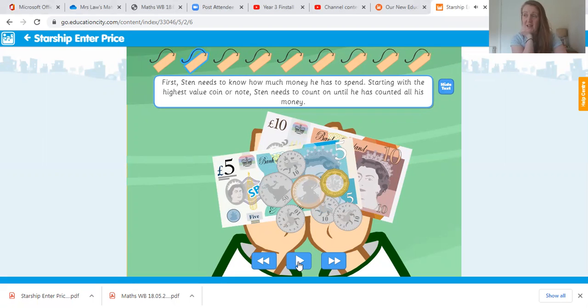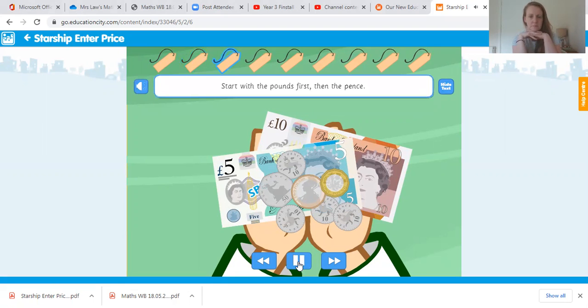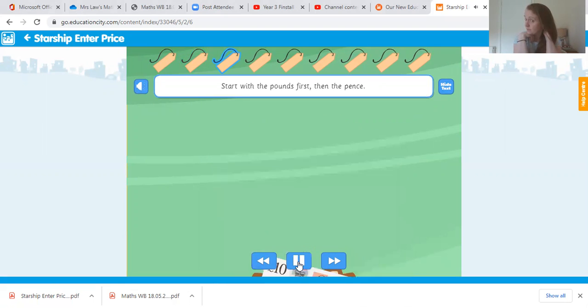Okay, so this is what we did yesterday when we were converting, and we listened to a video and it showed us how to put all the notes together, then all the pounds, and then all the coins together so that we can add it up correctly.